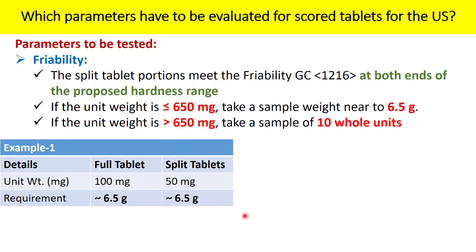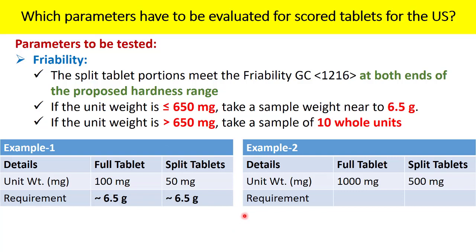So this is the first example. Let us take the second example. In this case now, the unit weight for the full tablet is 1000 milligram. So the full tablet weight, the unsplit tablet, is 1000 milligram. And when I split this tablet into two equal portions, what is the expected weight now? It is 500 milligram. So 500 milligram becomes the unit weight for the split tablet.